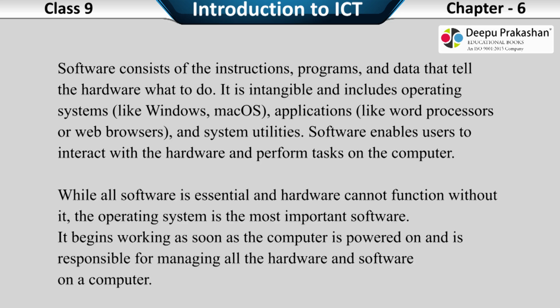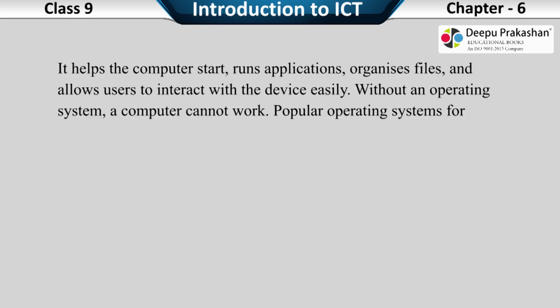While all software is essential and hardware cannot function without it, the operating system is the most important software. It begins working as soon as the computer is powered on and is responsible for managing all the hardware and software on a computer. It helps the computer start, runs applications, organizes files, and allows users to interact with the device easily. Without an operating system, a computer cannot work.